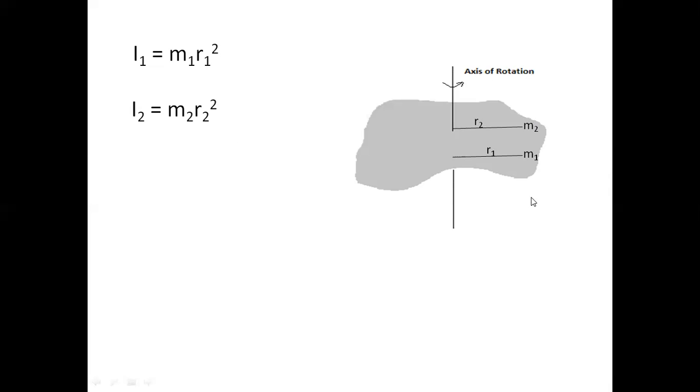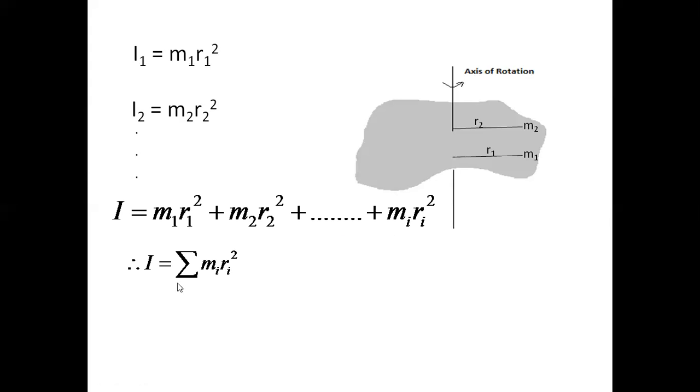Then the total moment of inertia of the entire body is nothing but the sum of the moments of inertia of the individual particles. Therefore, the moment of inertia of the whole body is equal to the sum of the moments of inertia of all the particles, which is m1 r1² + m2 r2² + etc. + mi ri². This can be written as Σ mi ri².